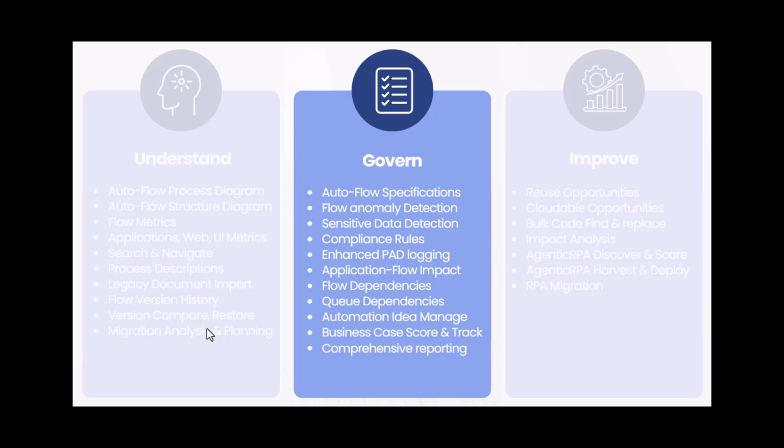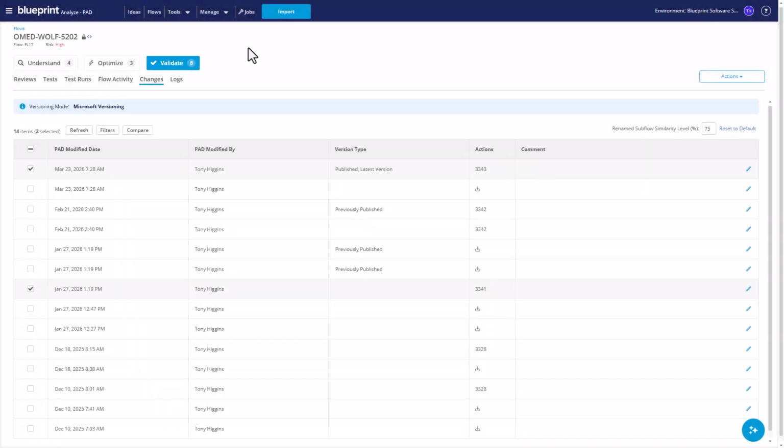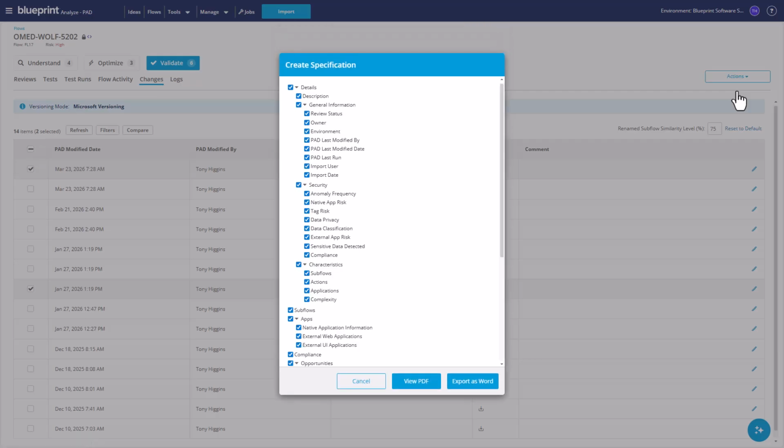Next, we'll take a look at Govern. We'll continue looking at the same desktop flow. What I'm going to do in this case is launch off a specification creation. So what Blueprint does is pull from all the information we have from that flow record under all the different tabs and organize it into a document.